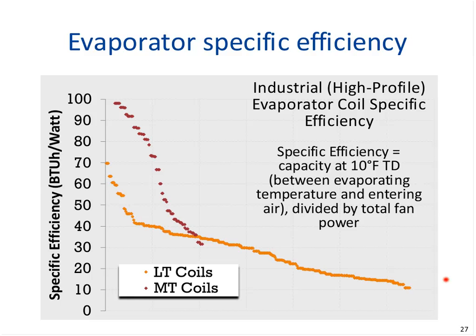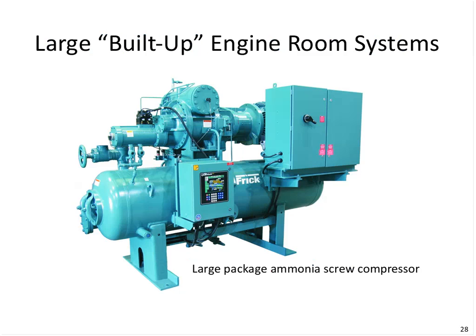And this specific efficiency is not in the catalogs. This is something where you have to take the data from the catalog, do the math, and come up with a number. So not all evaporators are created equal. Some of them are real dogs, as you can see on this chart.